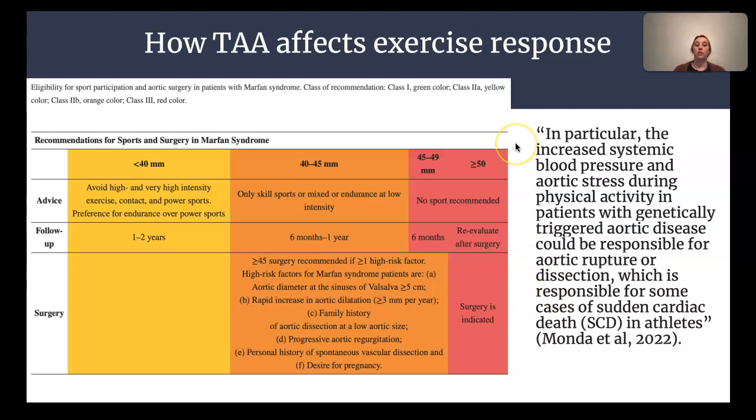So in this quote, it says, in particular, the increased systemic blood pressure and aortic stress during physical activity in patients with genetically triggered aortic disease could be responsible for aortic rupture or dissection, which is responsible for cases of sudden cardiac death in athletes. So the higher your blood pressure is when you exercise, the more at risk you are for developing an aneurysm.